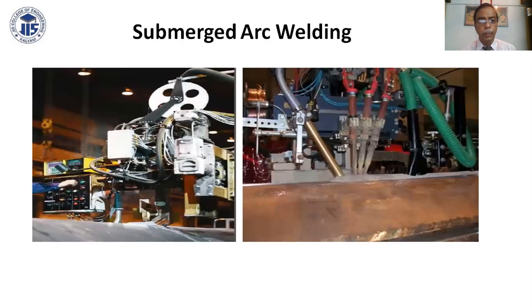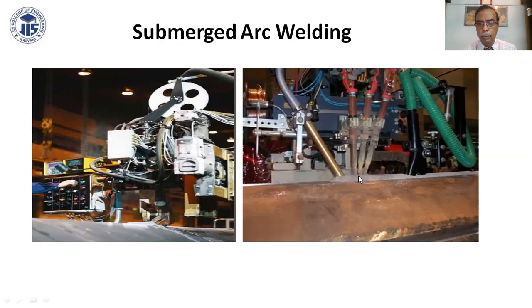This is submerged arc welding. Two pictures are there showing the submerged arc welding process. The arcing is done, and the flux is coming from here and covers the arc. So the flux is fused, and under this, welding joints are being produced. Submerged arc welding is basically preferred when thick plate is required to be welded, because its productivity is much higher than other processes.